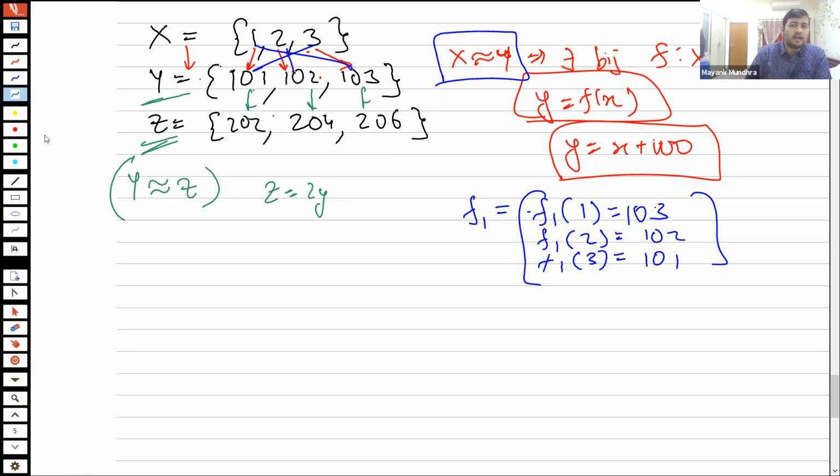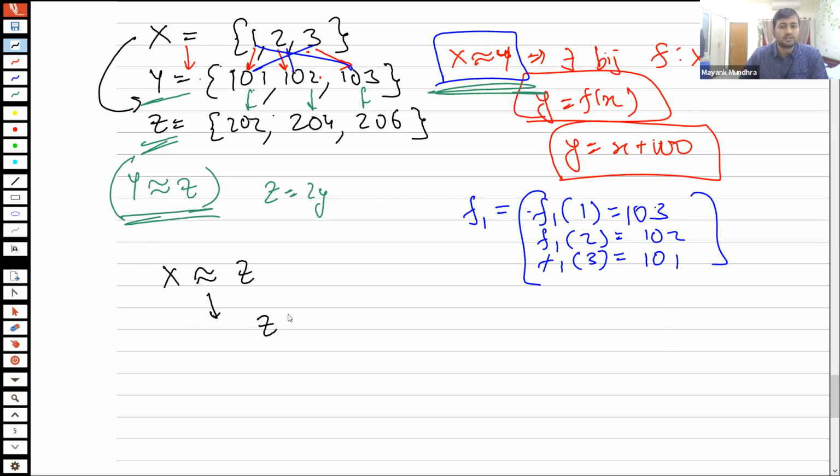Now, finally, because X is equal to Y and Y is equal to Z, I should also have X having the same cardinality as Z. So I want to be able to construct a one-to-one onto mapping from here. One such mapping was given by Kritika, y equals x plus 100. The second was given by z equals 2y. So I can construct this one-to-one mapping as z equals 2 times y, and y is basically x plus 100. So 2 times x plus 100.